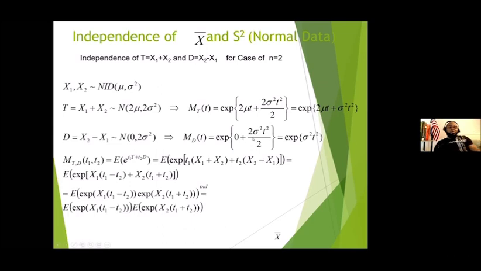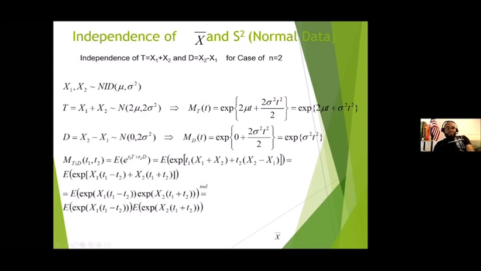So what I'm just trying to explain here is how you can find the moment generating function of the sum and of the difference. And you know what? You can also find the moment generating function of the combination of the two, both the sum and the difference. That's what I'm doing right here.